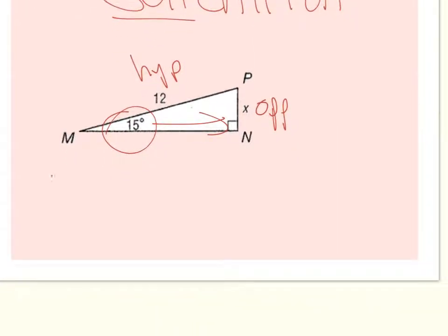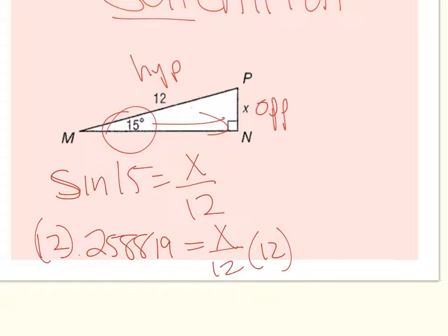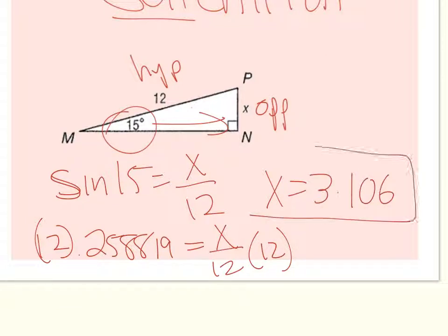So you want sine of 15 equal to x over 12. So the sine of 15, you actually put it in the calculator and you get 0.2588, and it keeps going, equals x over 12. So multiply both sides by 12, and I get x equals 3.106. There's my answer.